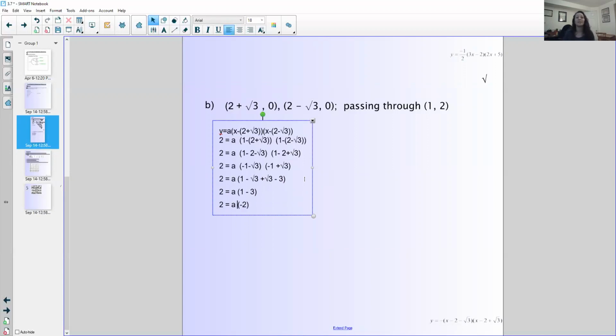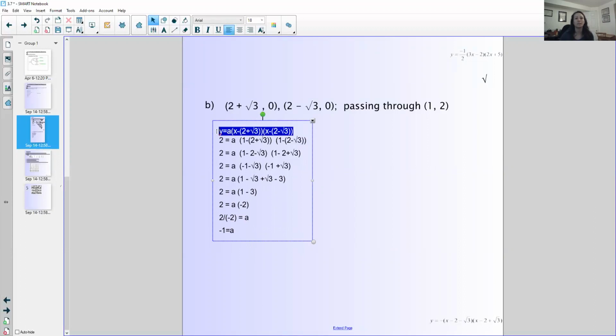To get this negative 2 onto the other side, we're going to divide it. So this becomes 2 divided by negative 2 equals a, which is -1. So a equals -1. So we have our a value. We've got our formula up here. Just replace the -1 up top.